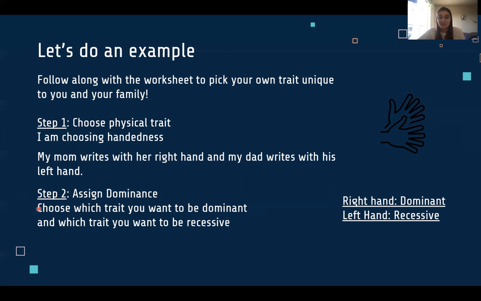So after you have your trait, you're going to assign your dominance. So you choose which trait you want to be dominant and which trait you want to be recessive. It doesn't really matter, so you can choose whatever you want. For this example, I'm doing right hand is dominant and left hand is recessive. This is actually what we see in real life, that most people are right-handed, whereas some people do have that left-handed recessive trait.